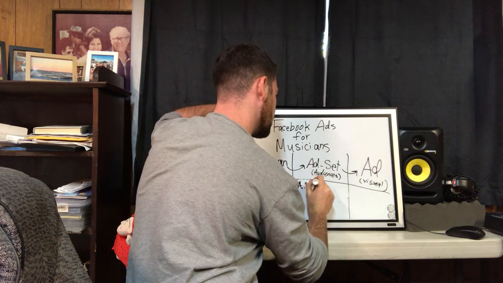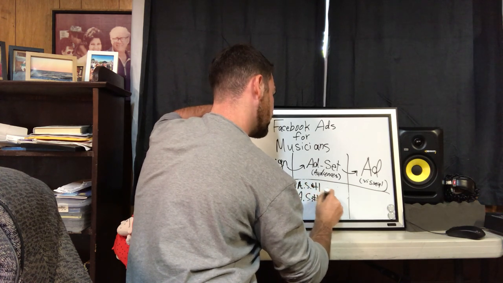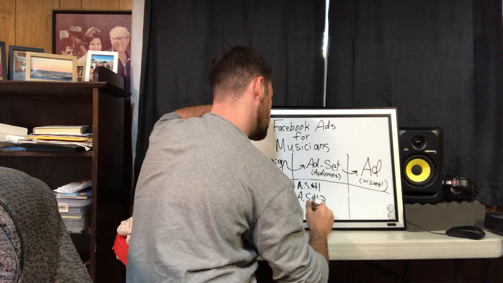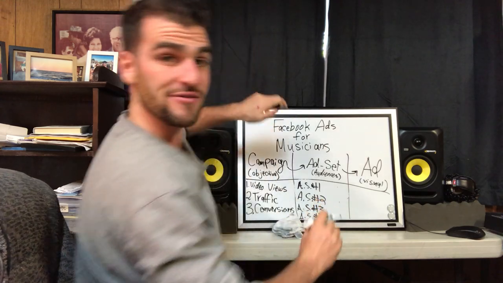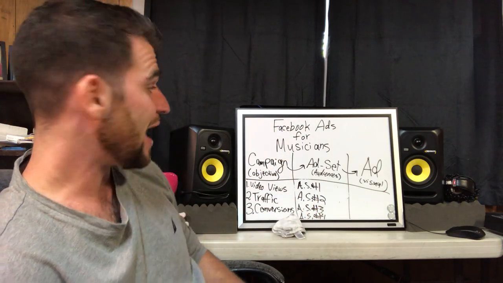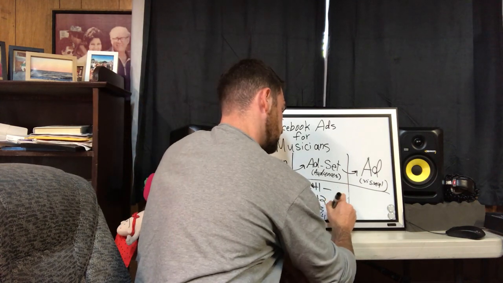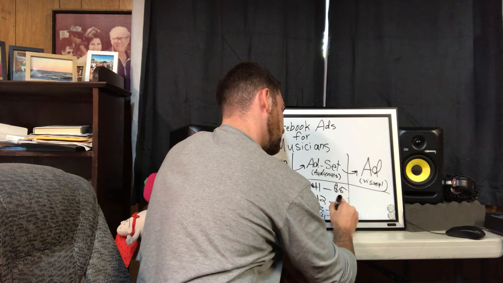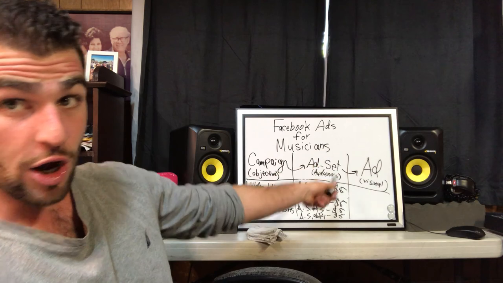I'm just going to do AS number 1. I'm just going to do AS1 for ad set. AS1, AS2, right? AS3, right? And AS number 4. $5 a day means $5 for each one of these. So that means $5, $5, $5, $5. That's $20 a day.